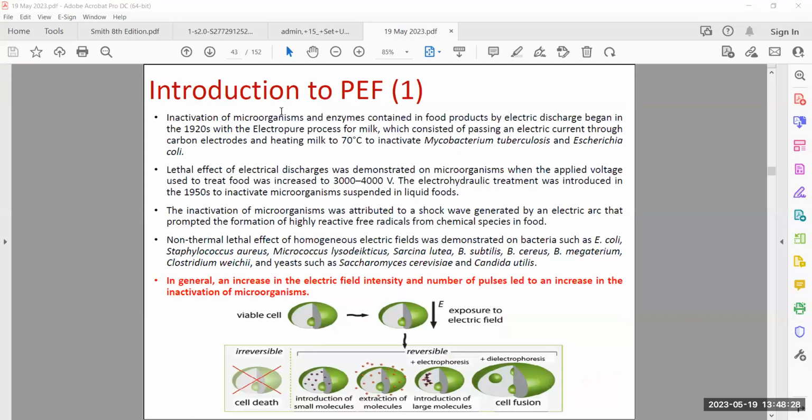So what is pulse electric field actually? The inactivation of microorganisms and enzymes contained in food products by electric discharge began in the 1920s, with the electropure process for milk, which consisted of passing an electric current through carbon electrodes and heating milk to 70 degrees.